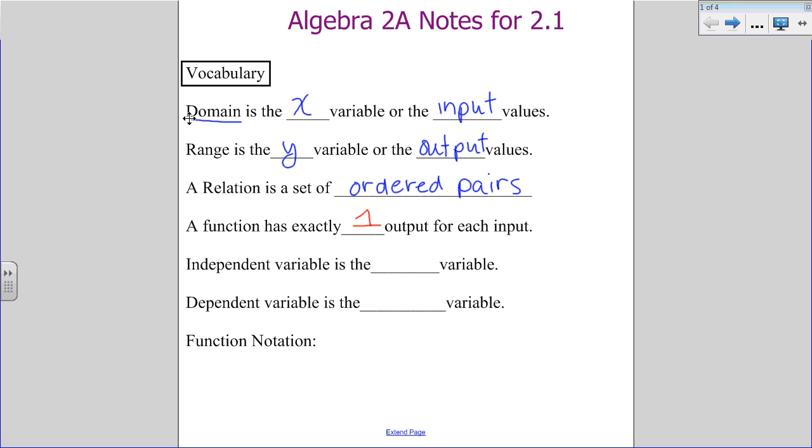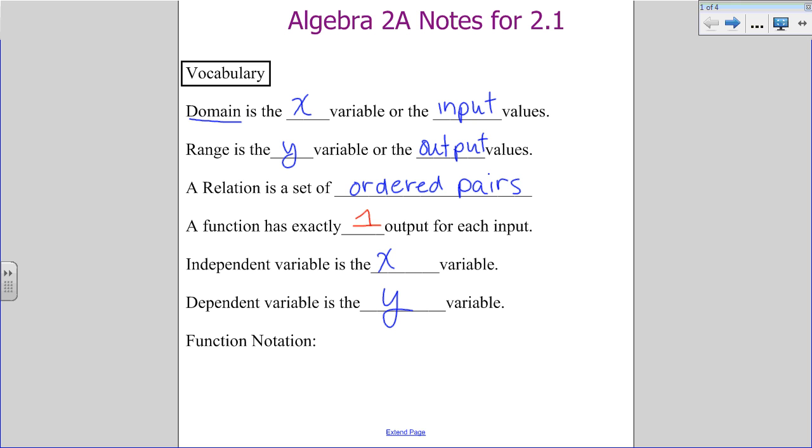Your independent variable is x, or your domain, or your x variable. We can pick any x we want. But once I pick that x value, it influences what my y value is. So y is called the dependent variable. I can't find y until you give me an x value. Y depends on my x.